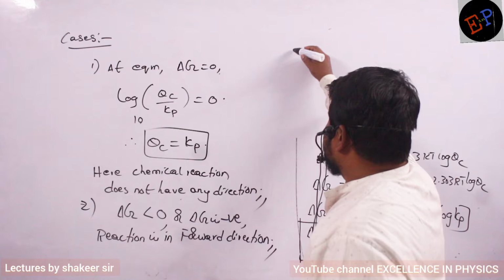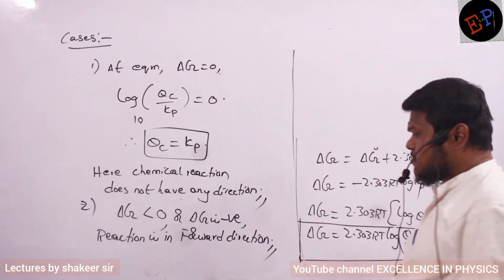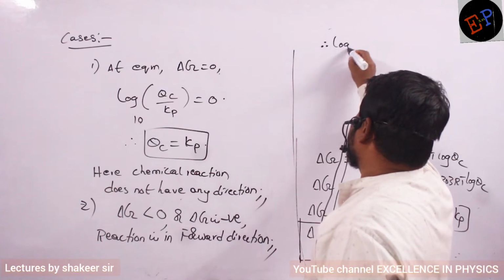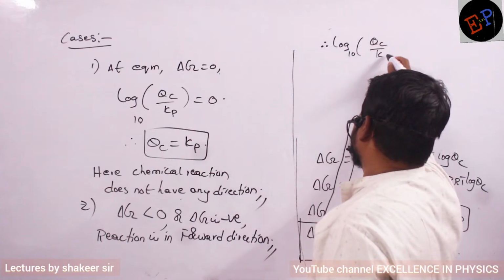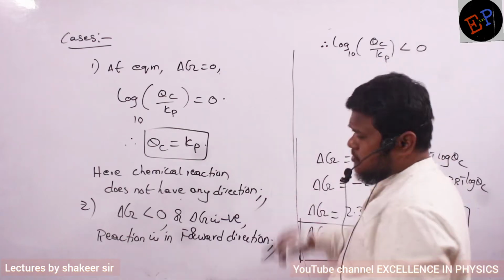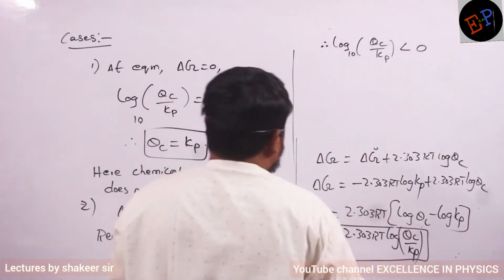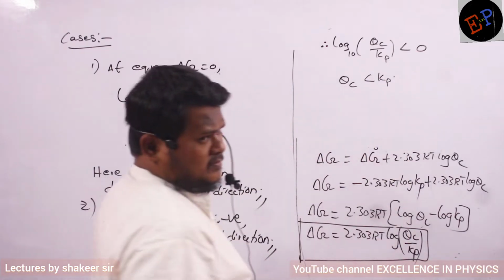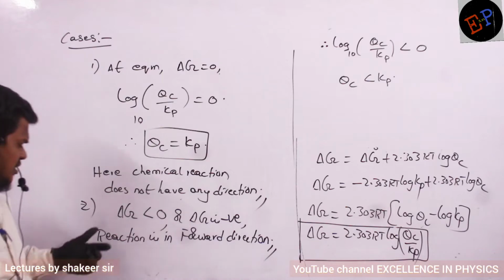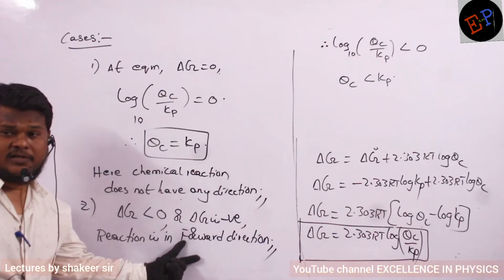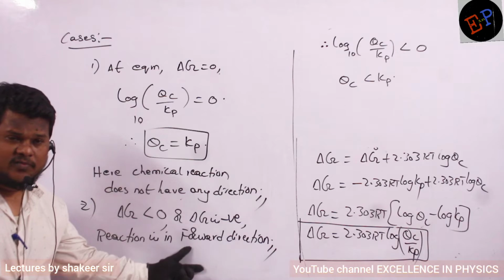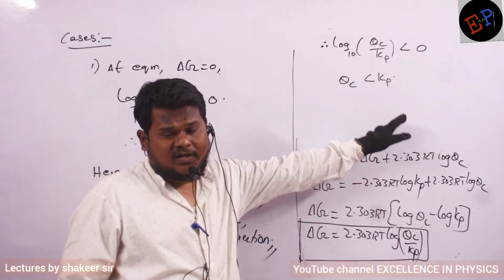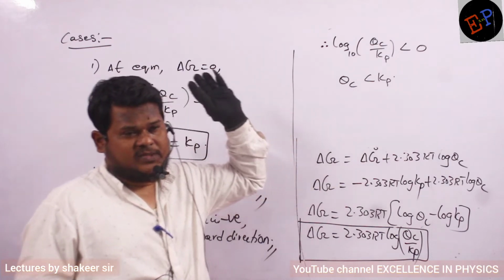Now see, if Gibbs free energy is less than 0, it means it is negative. Therefore, log to the base 10 QC divided by Kp also should be less than 0. It is possible in which condition? It is possible only when QC is less than Kp. That is the condition. So when the reaction is in the forward direction, then QC will always be less than Kp. Direct questions were asked previously on this relation. Are you able to understand?